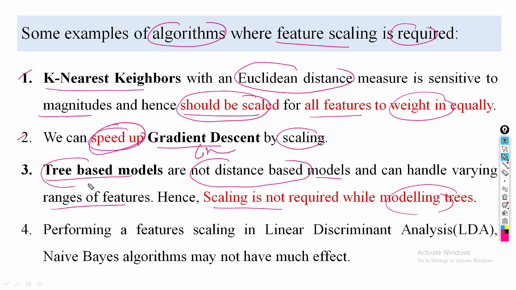In tree based models, like decision tree, random forest, XGBoost, we do not need to apply feature scaling. And performing feature scaling on linear discriminant analysis and naive-Bayes algorithms may not have much effect. So these are some of the algorithms where feature scaling is or is not required.